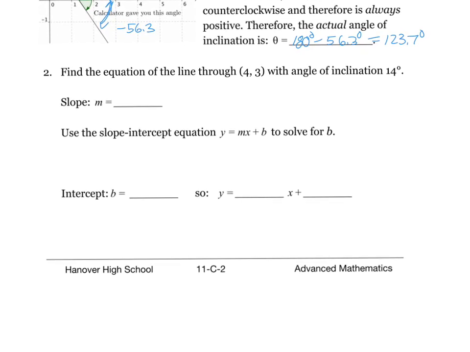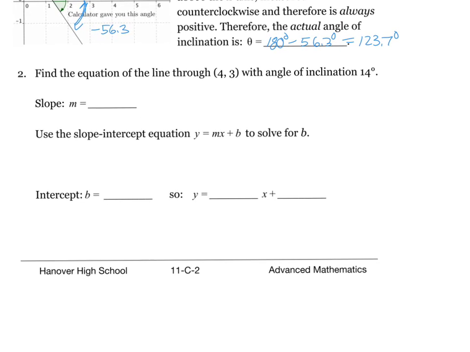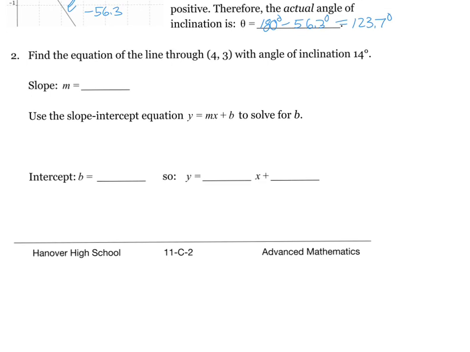All right, so question 2 is slightly different. It's going to work the other way. Let's suppose, and I'm going to draw a little sketch here. Here's my axis system, and here's this point, 4, 3. And I want to find the equation of a line that goes through 4, 3 with an angle of inclination of 14 degrees. Now, 14 is a pretty small angle. It's going to be close to being horizontal with a slight upward slope. And just as a sheer guess, it's going to look something like that.